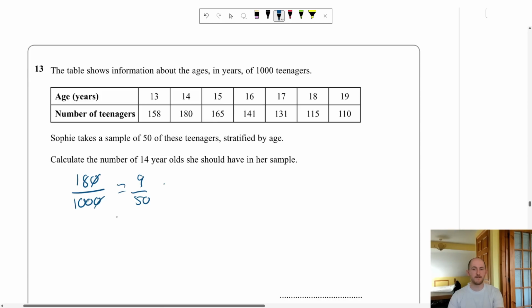Then we're taking 9/50ths of 50. And if you notice, obviously you divide by the denominator. 50 divided by 50 is 1, times 9 is 9. That's how you do stratified sampling. But yeah, kind of interesting, I suppose.